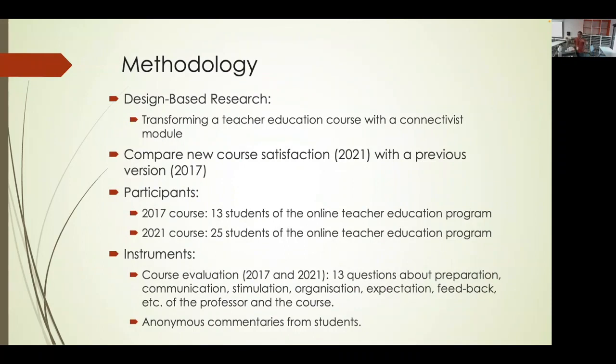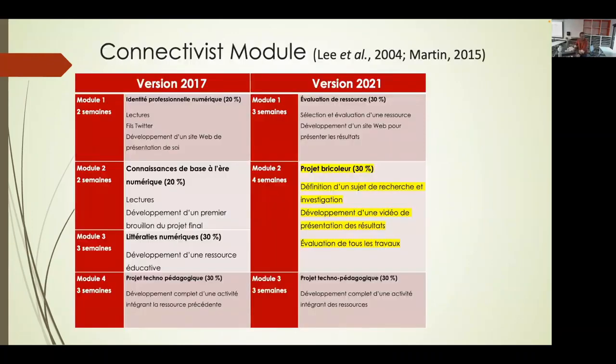So I compared two teacher education courses about technological education, both fully online, one in 2017 with 13 students and no connectivist module, and another in 2021 online with the same public, but with a connectivist module. I just compared the evaluation of the course from the students and their commentary. So before that, they had to write a scenario of a resource, and develop a resource adapted to their curriculum for the children. And it was really prescriptive.